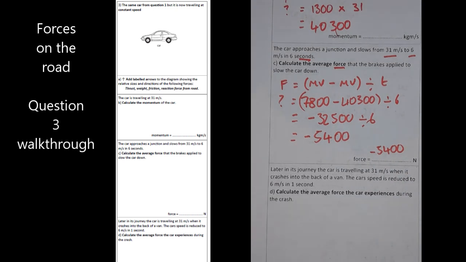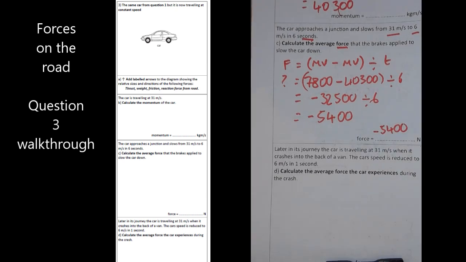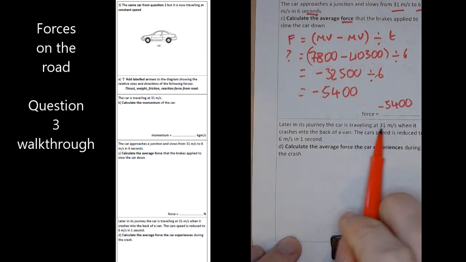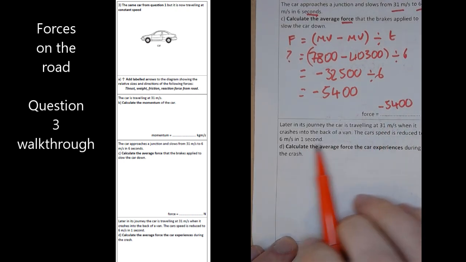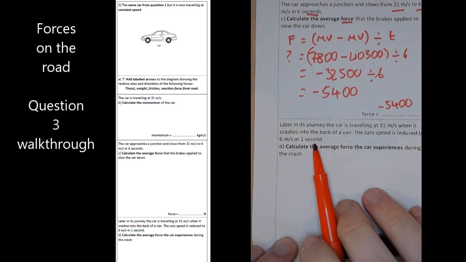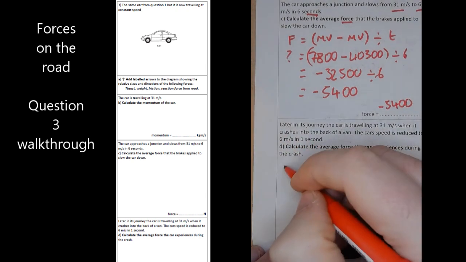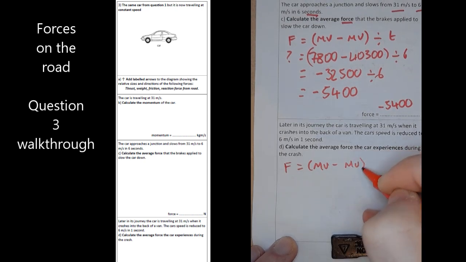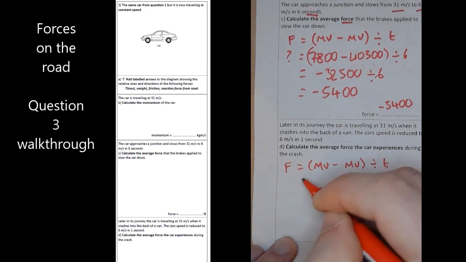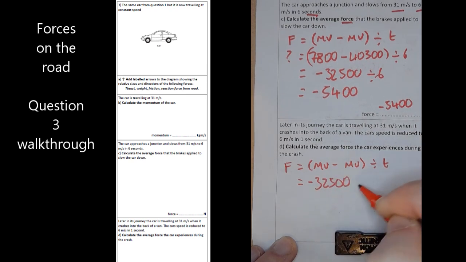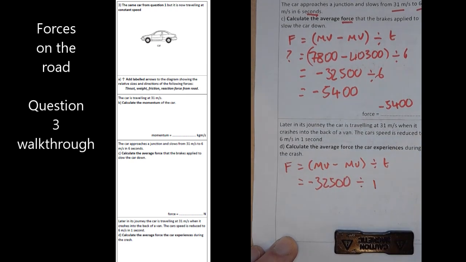Moving on to the next question then. It looks like a lot of hard work, but actually it is telling us the same change in momentum is happening, going from 31 meters per second to 6 meters per second. All that is different is the time. So we can still use force is equal to change in momentum divided by time. We know our change in momentum is going to be the same as the question before. The only thing that is different is it's happening over 1 second.